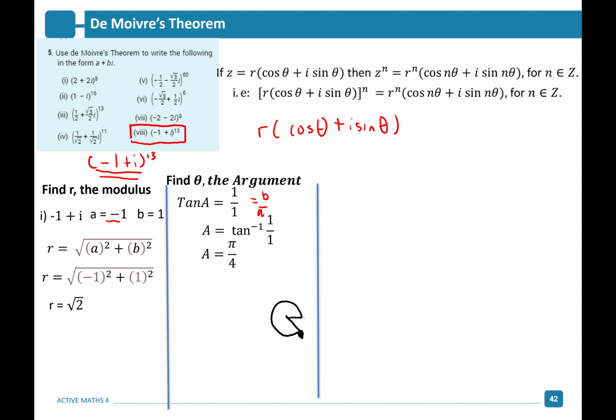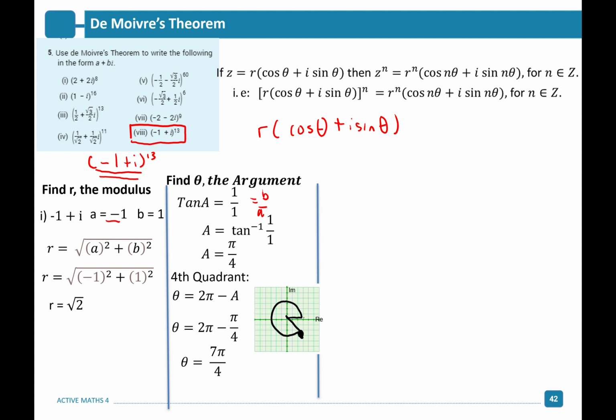We now use our reference angle to find the measure of the angle, anti-clockwise from the positive x-axis to our complex number, i.e., draw up a diagram of where your complex number is. Our complex number minus 1 plus i lies in the fourth quadrant. To find our argument theta in the fourth quadrant, it is 2 pi minus A, your reference angle. This gives us 2 pi minus pi over 4, which is equal to 7 pi over 4.